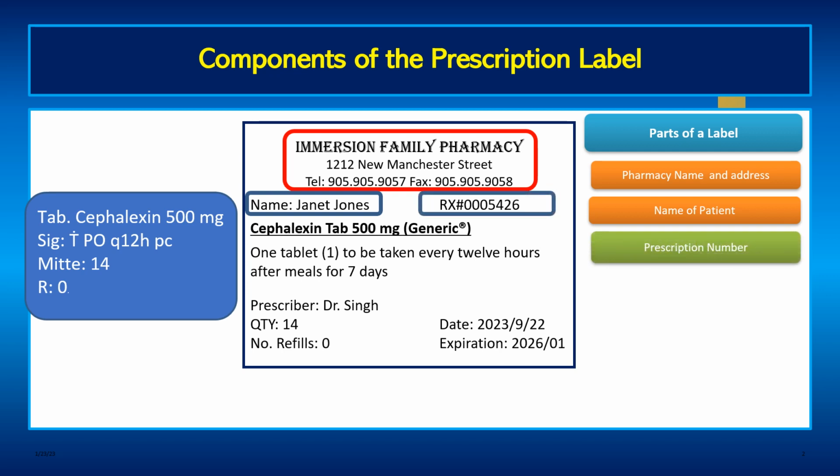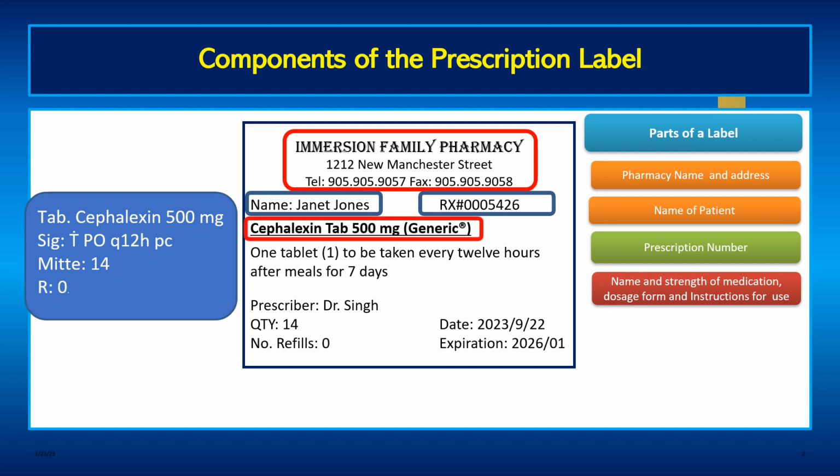A prescription number. Now this is very important, and similarly to the prescription where you might have a medical record number, the prescription number here is the unique locator for this specific item, and it's unique to this patient's prescription. The other component, the name and strength of the medication and the dosage form of the medication that the patient is getting. So in this case, we're dispensing cephalexin. It is a tablet. The strength of the tablet is 500 milligrams.